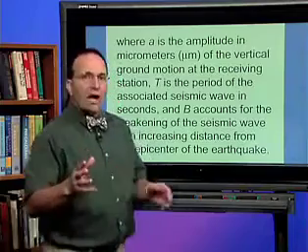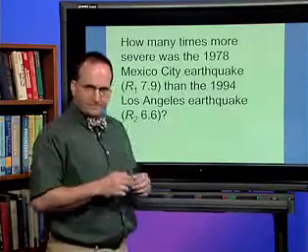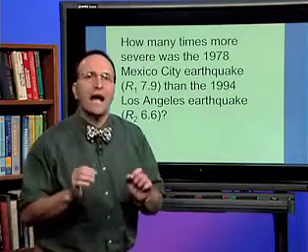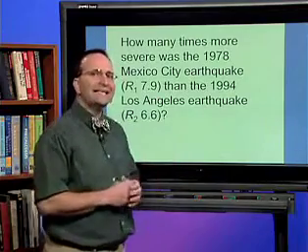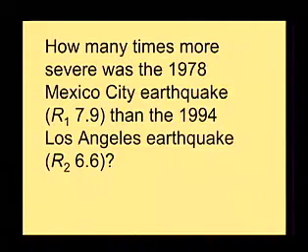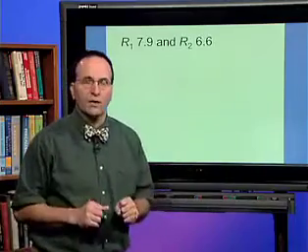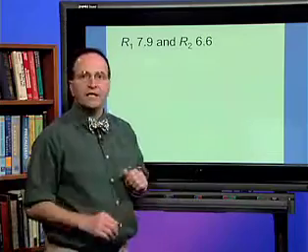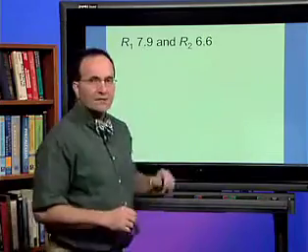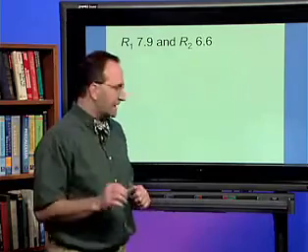Let's work an example where we use the Richter scale formula. Let's look at how many times more severe was the 1978 Mexico City earthquake, which had an R value of 7.9, than the 1994 Los Angeles earthquake, which had an R value of 6.6. So let me get to a screen where we have plenty of room to work this. Remembering that Mexico City was 7.9 and Los Angeles was 6.6.